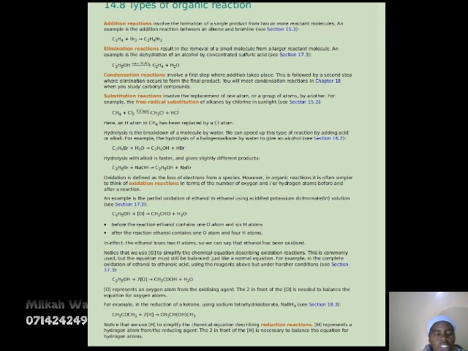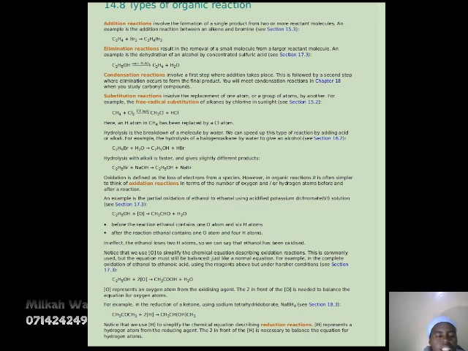So then we are going to discuss the types of organic reactions. There are different types, and later on we are going to discuss the mechanism involved in each and every type of reaction. So the first type of reaction is addition reaction, and that one involves the formation of a single product from two or more reactant molecules. For example, if you have ethene C2H4, you add bromine, you're going to form bromoethene.